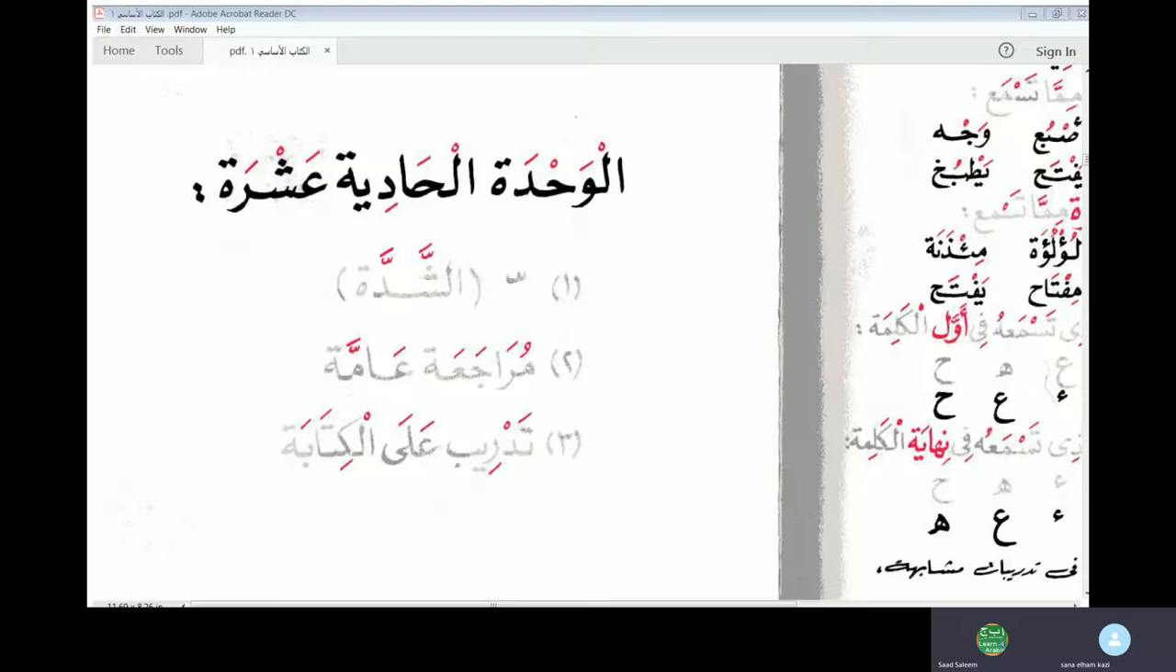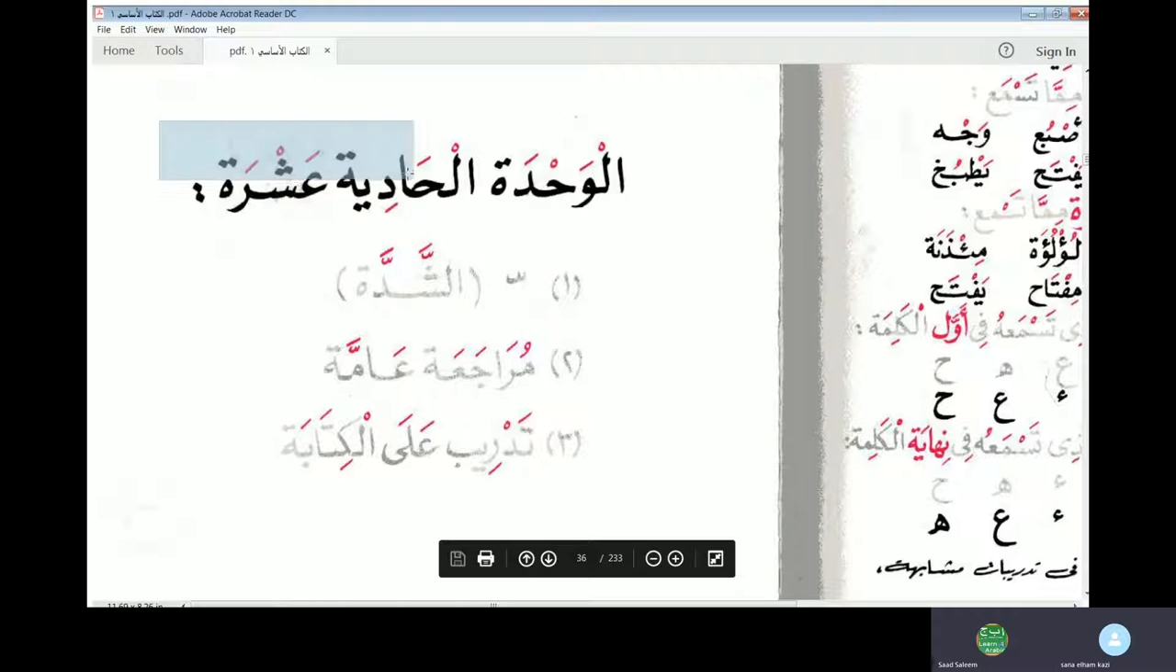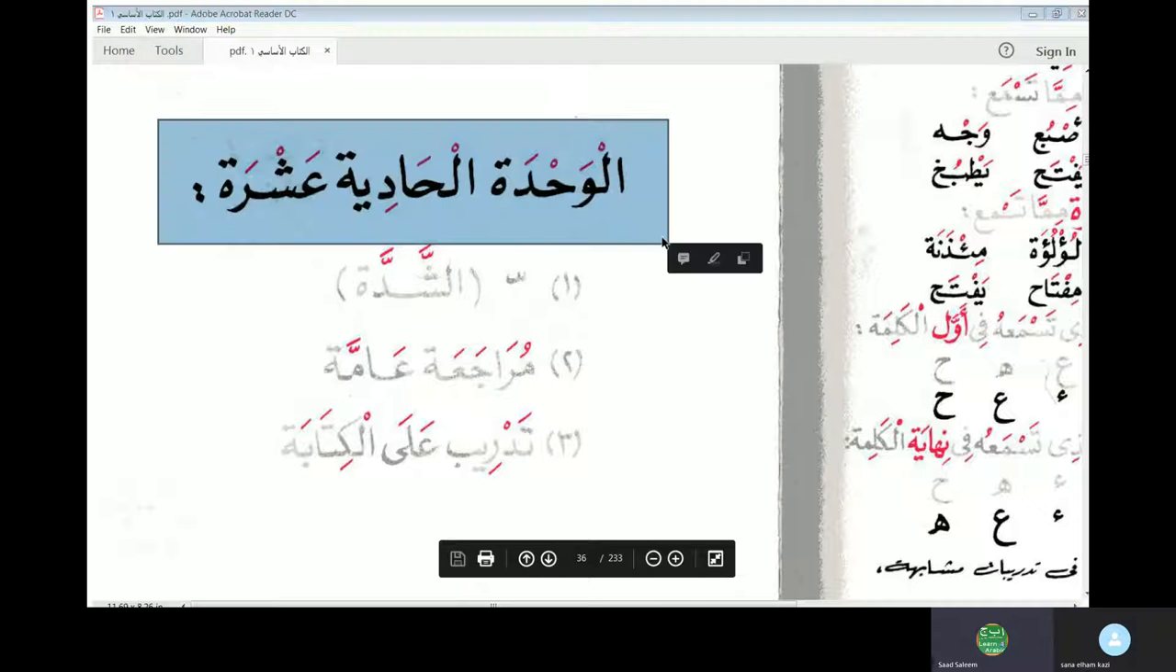Bismillah ir-Rahman ir-Rahim. Could you start from page number 36? Start it.